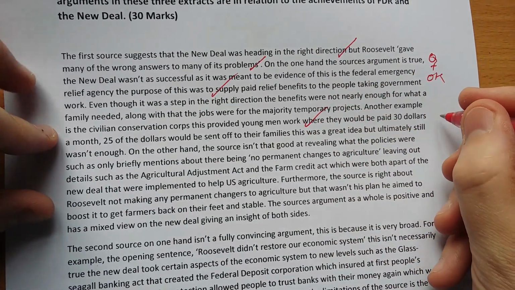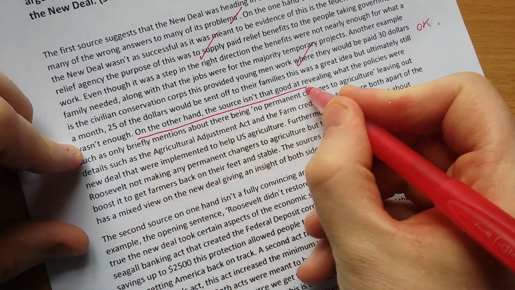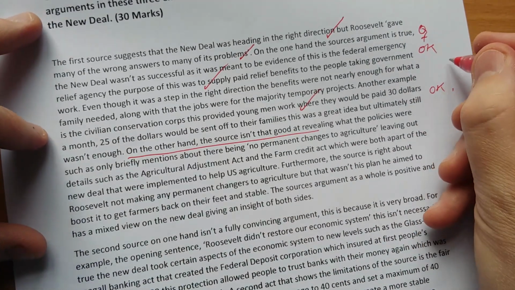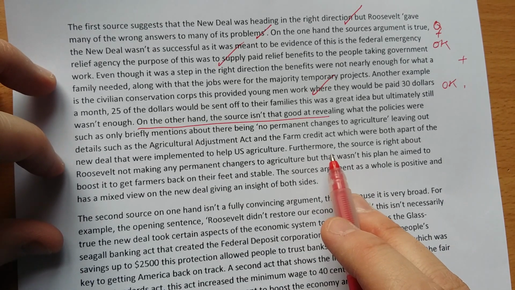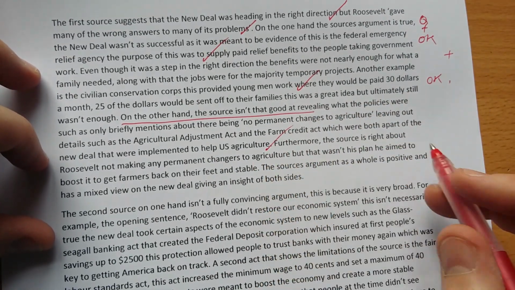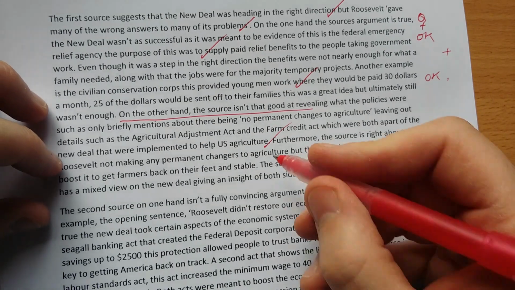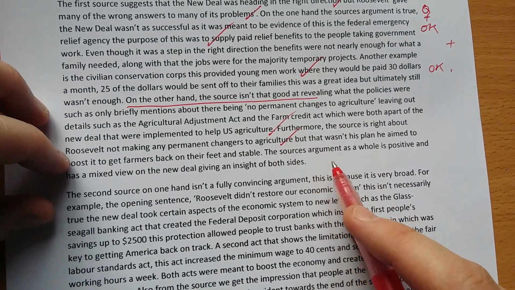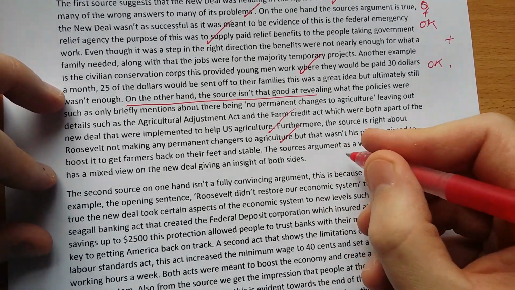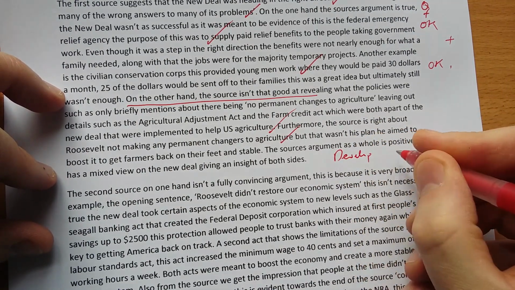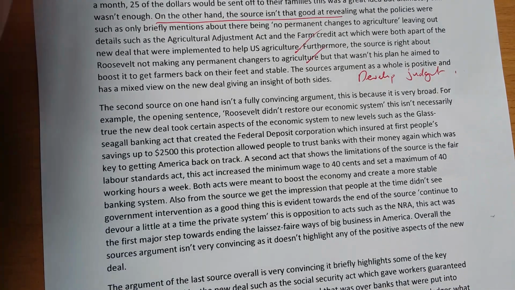Second example, bringing through to support, so lots of good own knowledge. Now we've got analysis on the other hand. So we've got lots of positive agreement here, and now we've got some negative agreement. Could explain the limitations here further, but it's well explained. The source argument as a whole is positive and has mixed views. So what we're lacking is judgment, so we could put here: develop judgment. Okay, moving on to the second source.